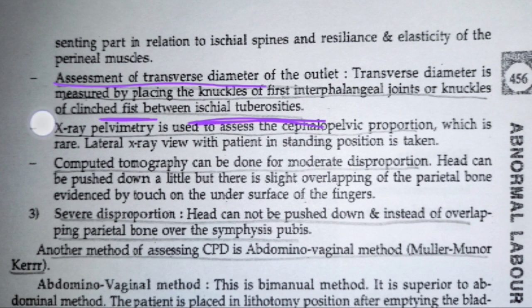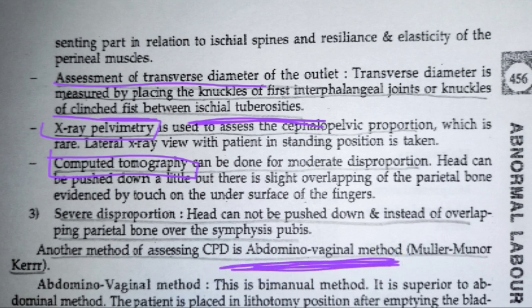Apart from this, we will perform two things, that is X-ray pelvimetry and computed tomography. In that you will get to know whether the patient has CPD, and if so, at what degree. Apart from this, we have one main thing, that is the abdominovaginal method. This method is very important in this condition. The woman will be placed in the lithotomy position, which is spreading her legs, the delivery position.